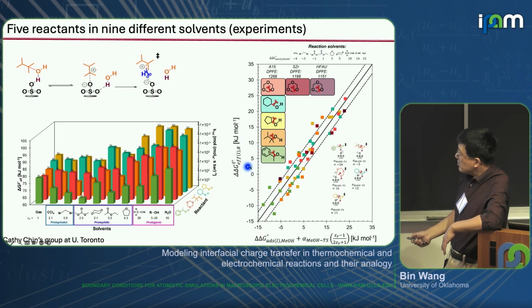So here we plot the delta G. This is the activation barrier, where another delta comes from when you compare the liquid phase with the gas phase. This is the experimental value. The question is whether we can predict it. And in fact, it can be predicted with quite a simple equation.